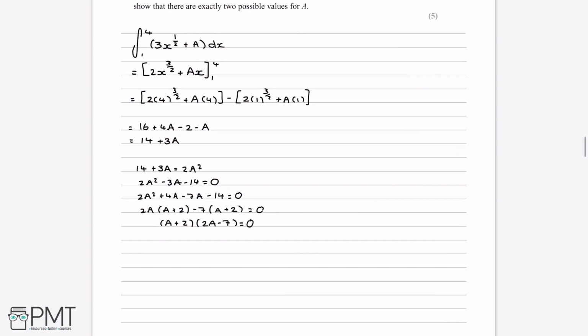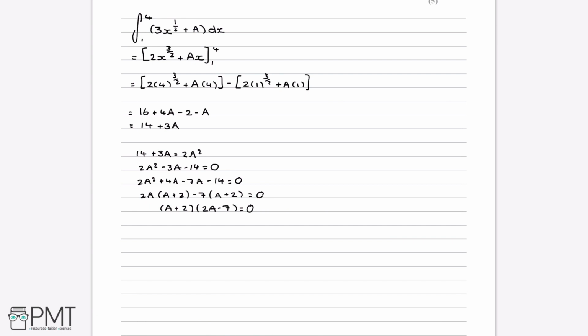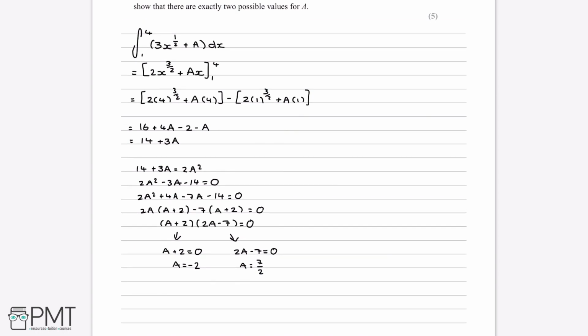And now the way that we then solve this is we say for a plus 2 equals 0, so therefore a is equal to minus 2. And for this bracket, if 2a minus 7 is equal to 0, if we add 7 to both sides and divide through by 2, a is equal to 7 over 2. And these are our two values of a that we're asked for in the question.